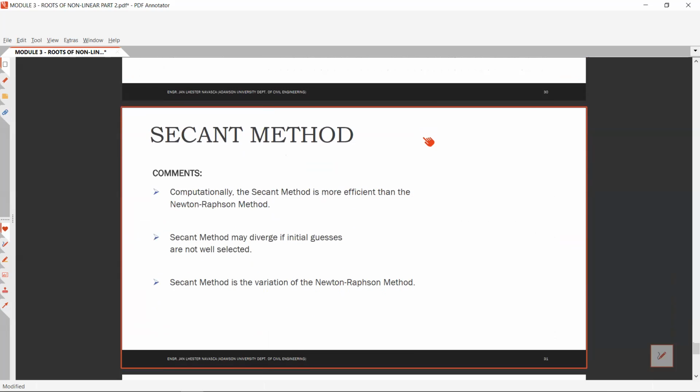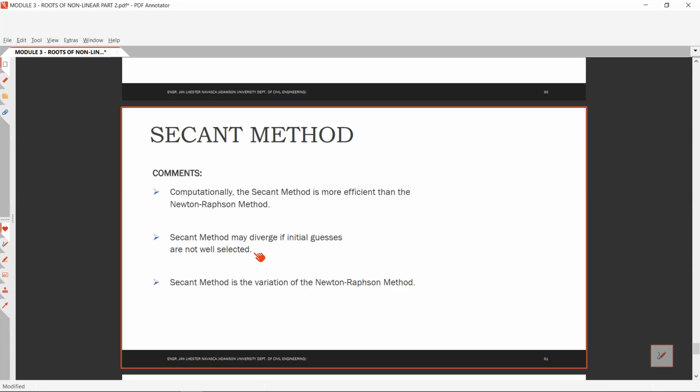So, for the second method, computation-wise, it is more efficient compared to the Newton-Raphson method. Okay? The second method may diverge if the initial guesses are not well selected. Of course, the farther the guess, the same problem occurs as with Newton-Raphson, since it was derived from it. When your initial guess is far from the root, your answer is almost diverging, so you almost never arrive at the roots.